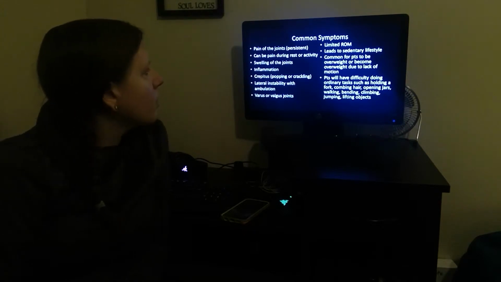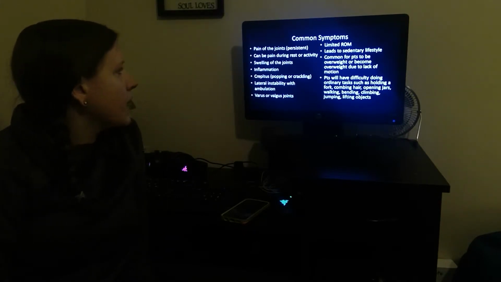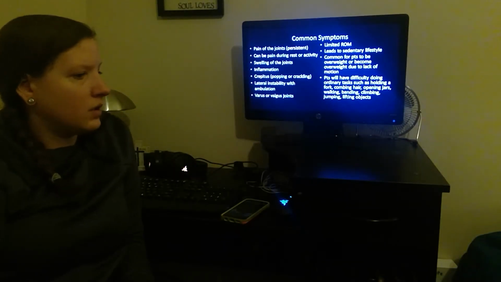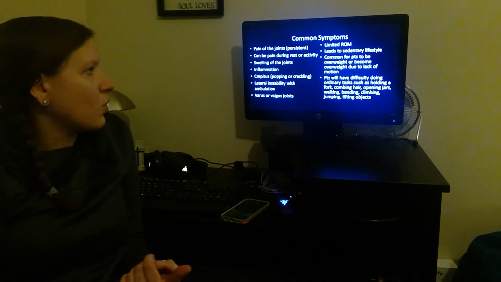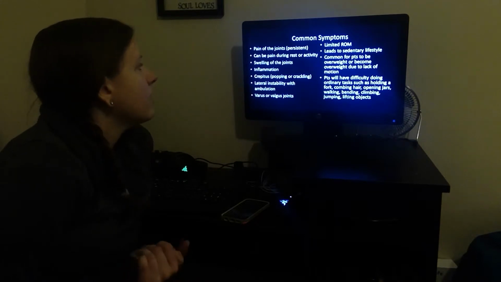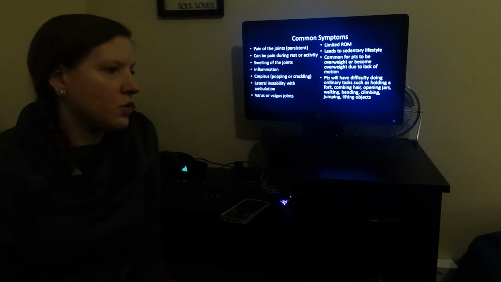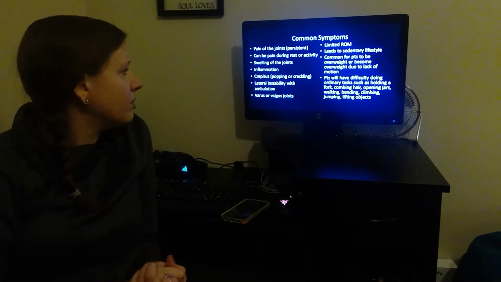Common symptoms, of course, is pain of the joint, and usually it's persistent. Pain during rest or activity is common. Some people might have persistent pain, but does it get worse or better with activity? So you might have the swelling of the joints, inflammation, crepitus, which is that popping or cracking of a joint, and usually it involves pain, sometimes not.